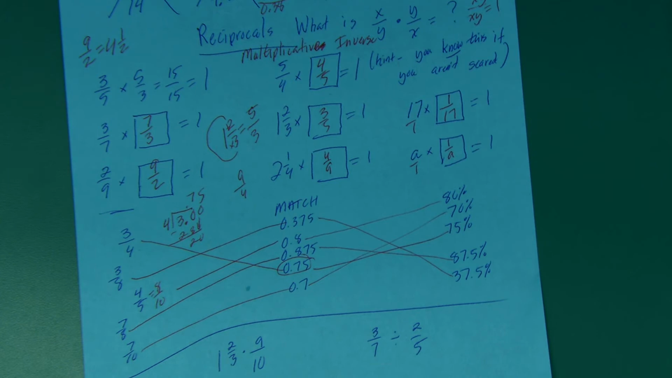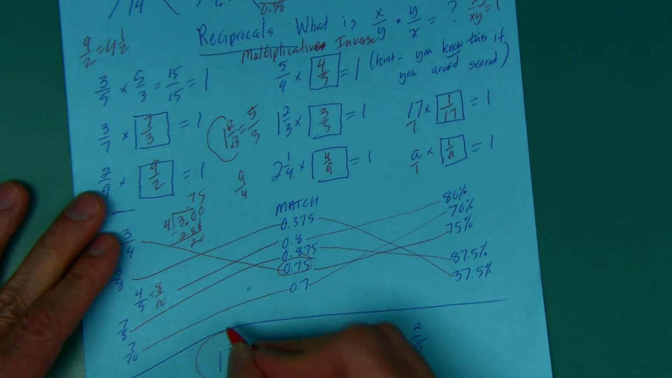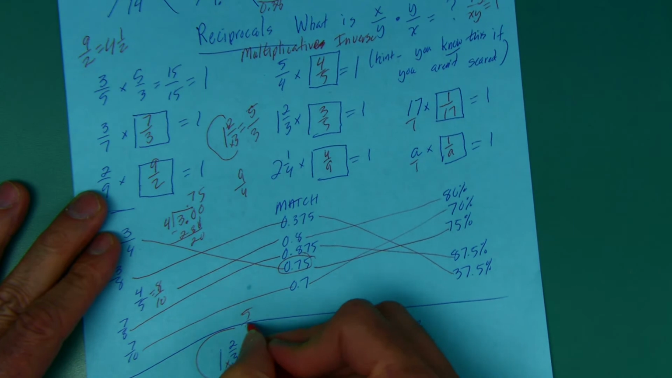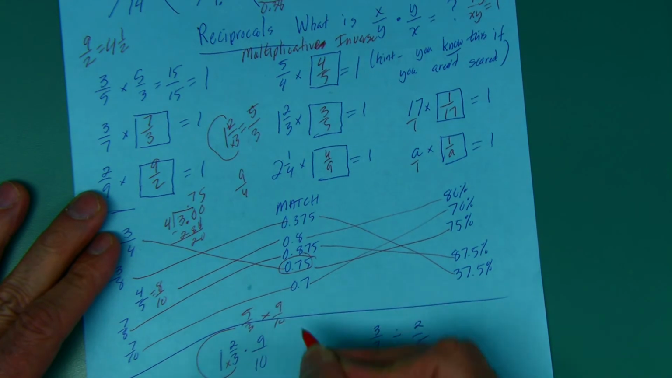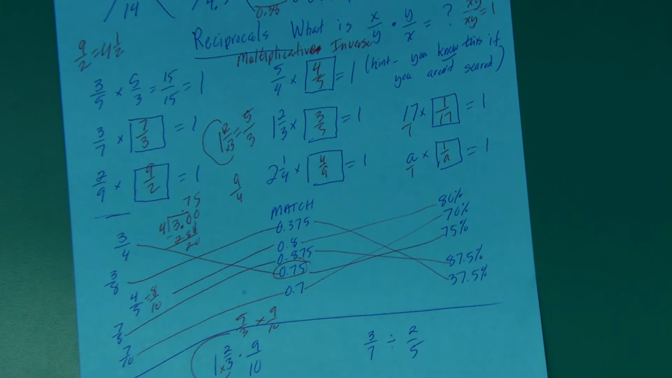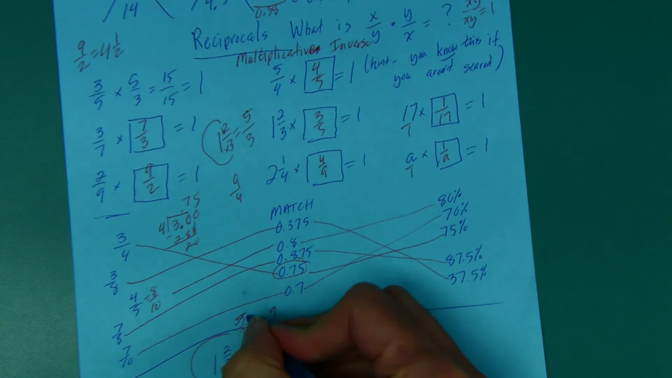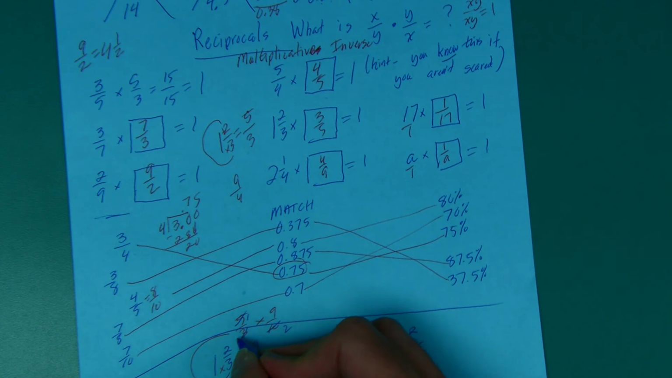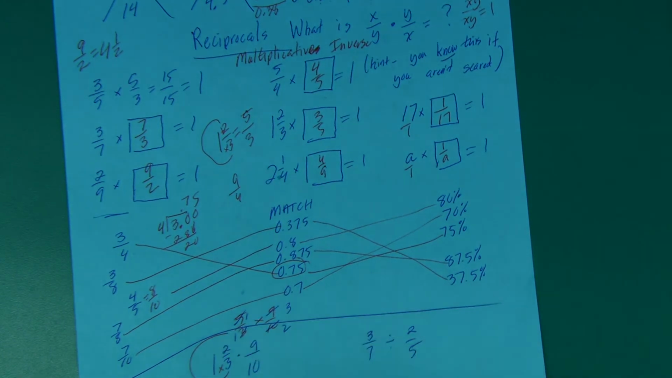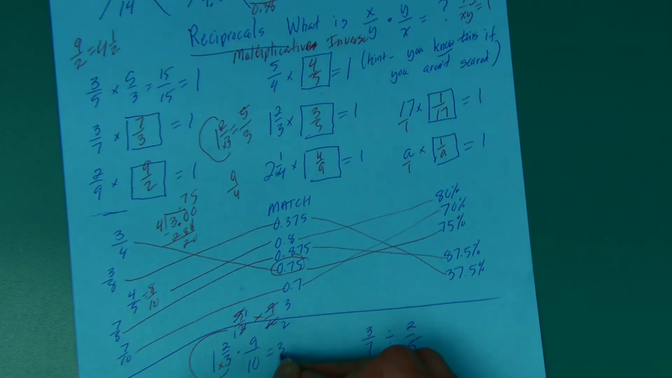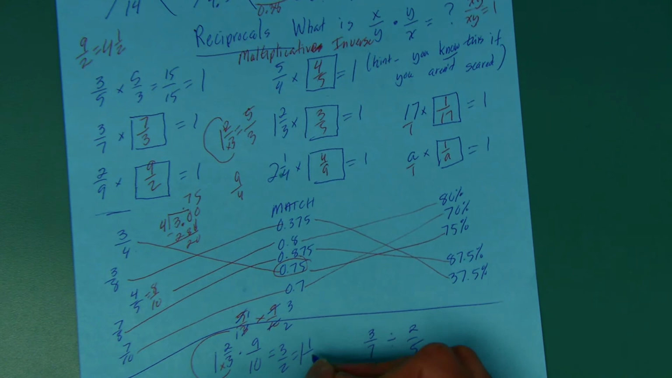All right, 1 2/3 times 9/10. Let's go ahead and make that an improper fraction first. 3 times 1 is 3 plus 2 is 5. So I'm going to say 5/3 times 9/10. And again, I can multiply across the top, across the bottom, but cross cancel makes this a little easier, right? 5 goes into the top one time, goes into 10 twice. 3 goes into 3 one time, goes into 9 three times. 1 times 3 is 3. 1 times 2 is 2. This ends up being 3 halves, which is 1 and 1/2.